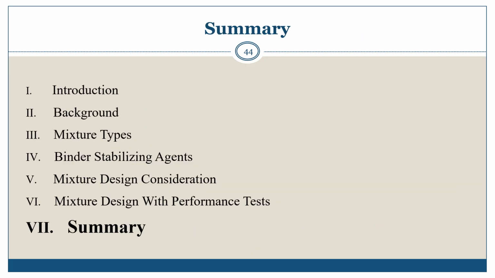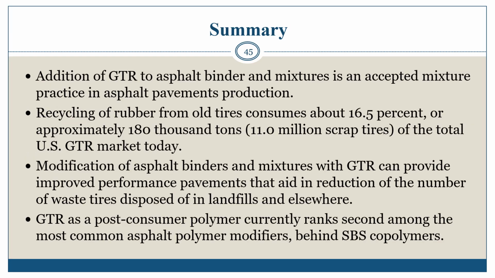Now let's wrap things up with a summary. As a summary and recap of what we presented, modifying asphalt binders and mixtures with GTR is a commonly accepted practice for production of asphalt pavements. GTR is the second highest consumer of recycled tire rubber, with uses in several applications to include asphalt binder and asphalt mixture modification for asphalt pavement construction. GTR from old tires consumes about 16.5%, approximately 180,000 tons, or 11 million scrap tires, of the total United States GTR market.